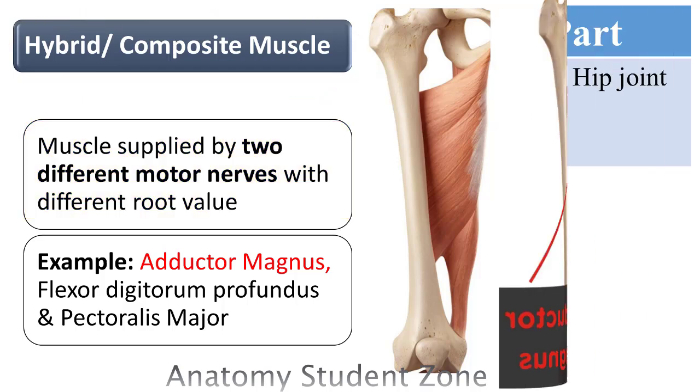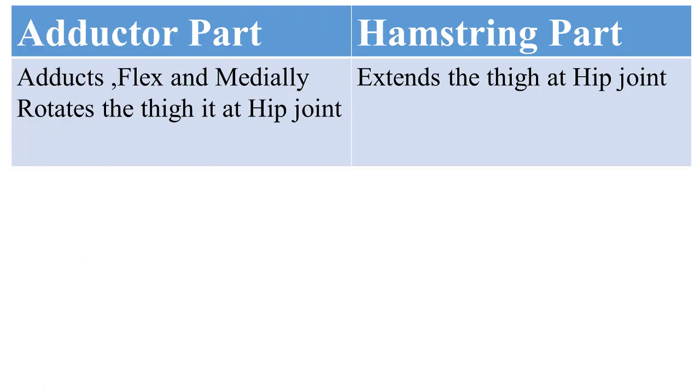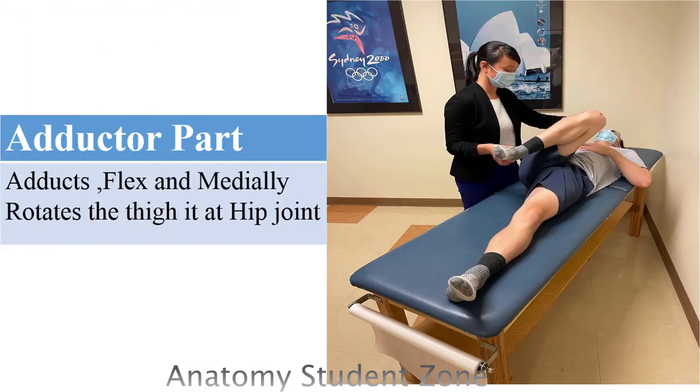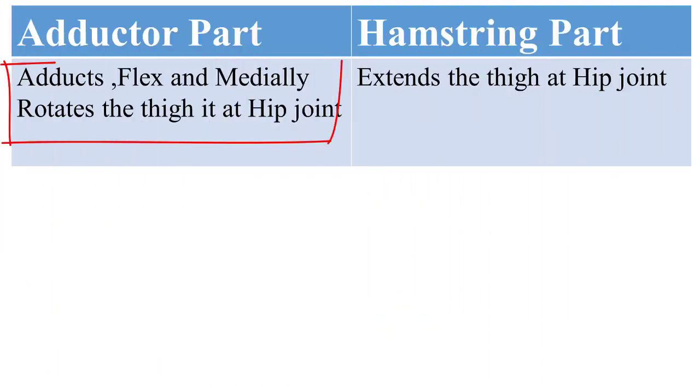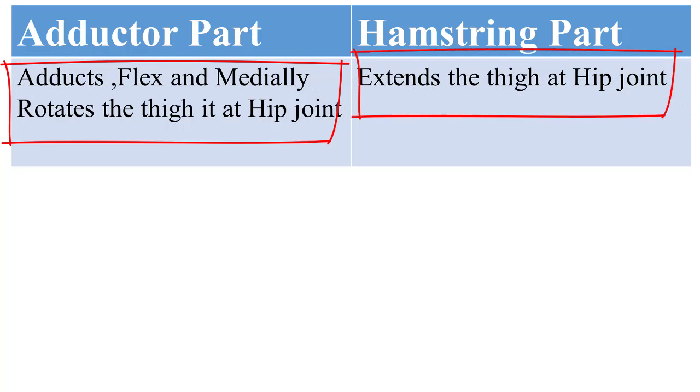Regarding the function of adductor magnus, you should know and remember that both parts are acting at hip joint, but they are acting in different ways because adductor part is an adductor also because it's a muscle of a medial compartment of a thigh. Besides adduction, it is a flexor and the medial rotator of thigh at hip joint, while the hamstring part extends the thigh at hip joint. So again, the main difference is adductor part is flexing the thigh while the hamstring part is extending the thigh, but both are acting at hip joint because they are having attachment at the femur bone. Again, they are not coming downward.